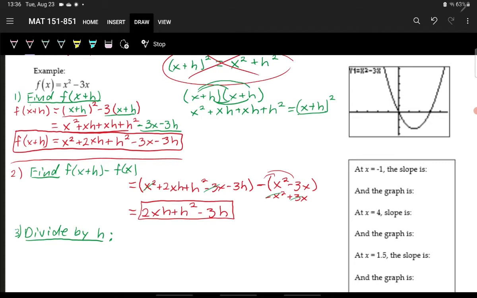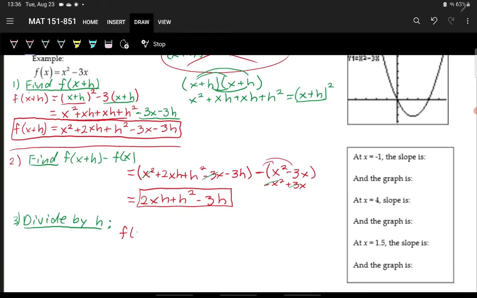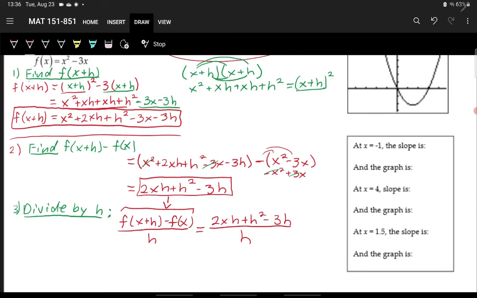So to actually get the quotient, or to remind us what the quotient is, we have f of x plus h minus f of x, all divided by h. So the f of x plus h minus f of x is what we just got right here. So let's replace that in the numerator: 2xh plus h squared minus 3h all over h. Now this problem is a good opportunity for pointing out a lot of pitfalls that people come into when doing algebra. They're very common and they happen and we just get to learn from them.